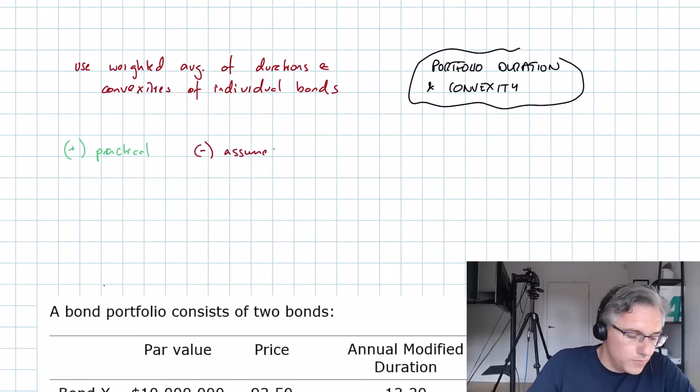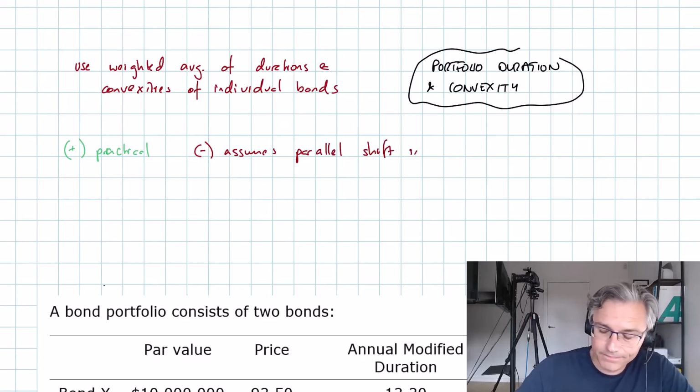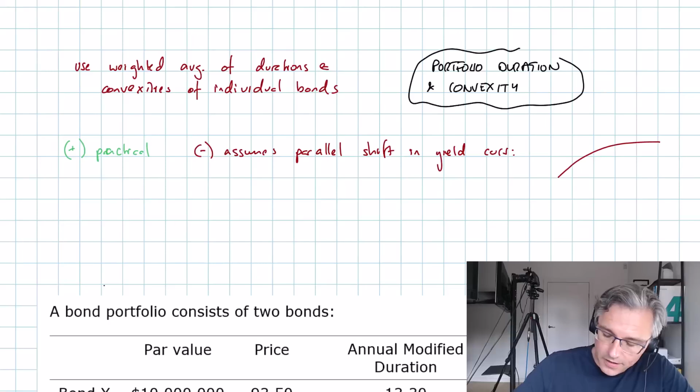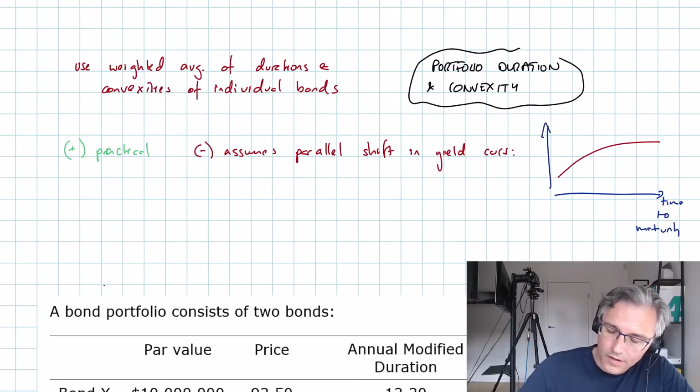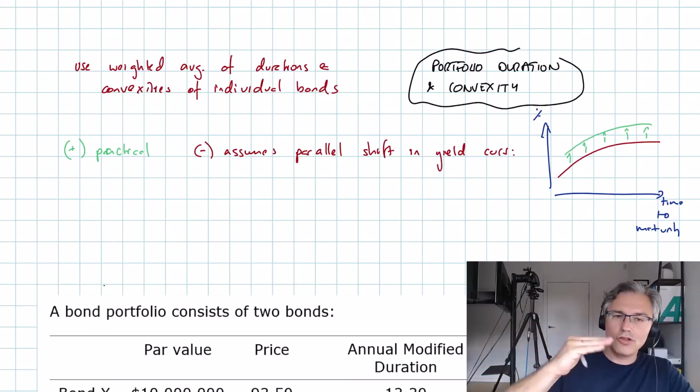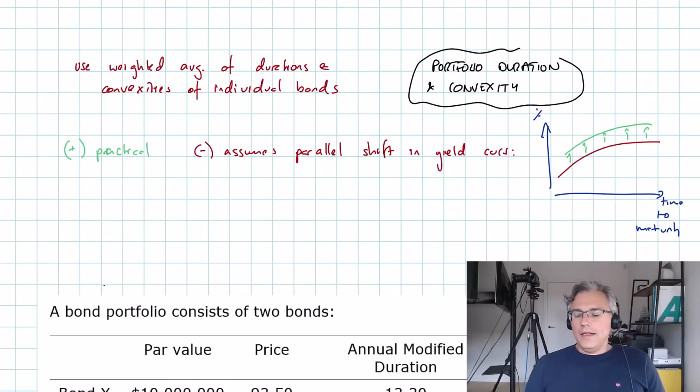It assumes that when interest rates change, when yields change, there is a parallel shift in the yield curve. So basically, if you imagine this being a yield curve, and this obviously being the time to maturity, okay, these are rates. A parallel shift means that all across this term structure of rates, they kind of move up or indeed down by exactly the same amount. So the shape of the curve remains the same.